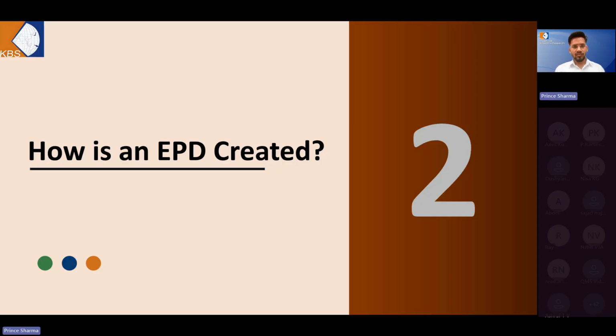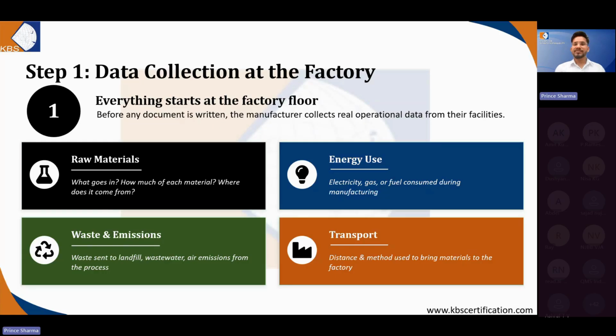Now the section 2, which is how is an EPD created. So the process is very simple. The first phase is the data collection at the factory, and finding the goal and scope, and who will be your program operator. So operator is nothing but the person or the organization which will be publishing your EPD. So in our case, this could be the EPD International. So EPD International is nothing but a program operator. So what we will be trying to do, we will be taking the first PCR, that is product category rules.